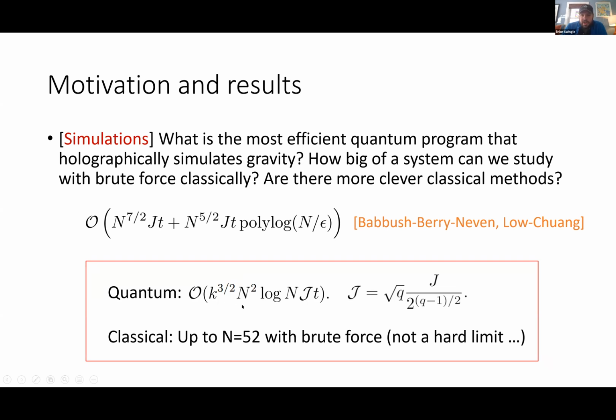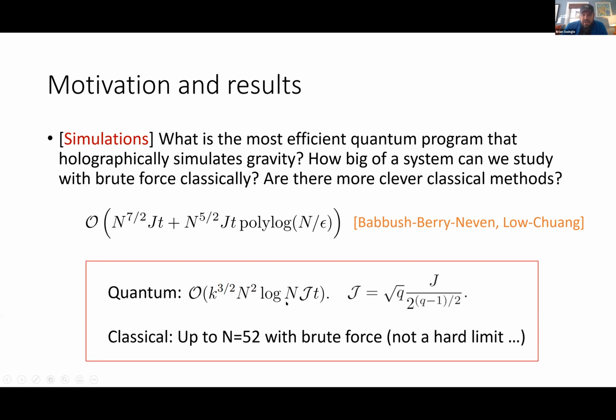And now in this model that we'll define, the scaling goes like N squared instead of N to the 7 halves. And now this N log N is the fermion encoding. If you didn't have that, it would just be proportional to N, if it was, say, a spin model, which is the best you could do. So it's rather more efficient.